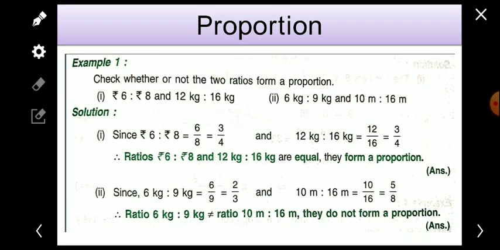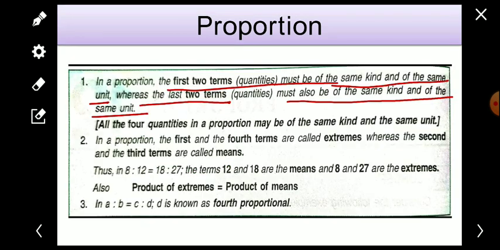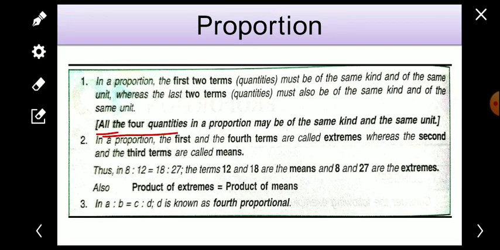So we have to keep in mind that whenever we are going to find the ratio, the terms should be of the same kind and of the same unit. The first 2 should be of the same kind and of the same unit, and the last 2 terms also should be of the same kind and of the same unit. Now the second point: all the 4 quantities in a proportion may be of the same kind and the same unit. No problem, but the first 2 and last 2 must be the same kind.